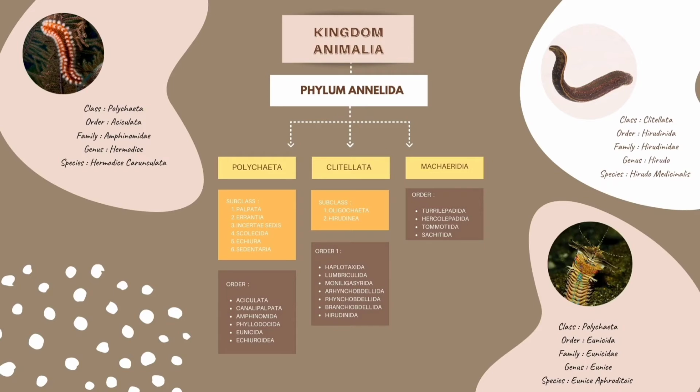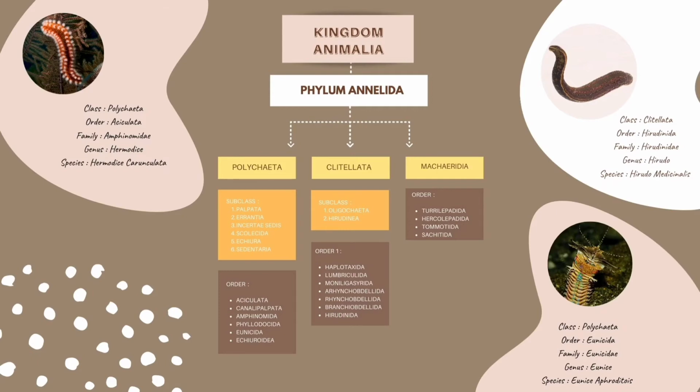For the second subclass, which is Hirudinea, Hirudo means a leech. They are most commonly found in freshwater. Some are marine, terrestrial, and parasitic. The body is segmented, and they are also hermaphrodites. An example for Hirudinea is Hirudinaria.